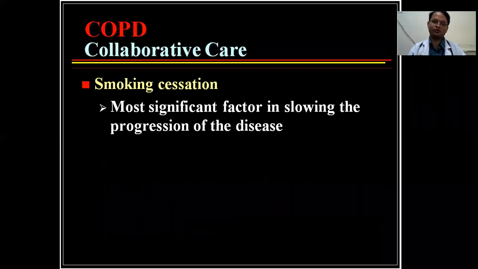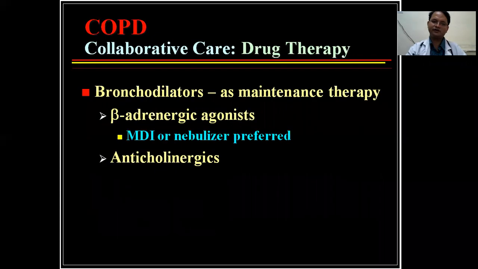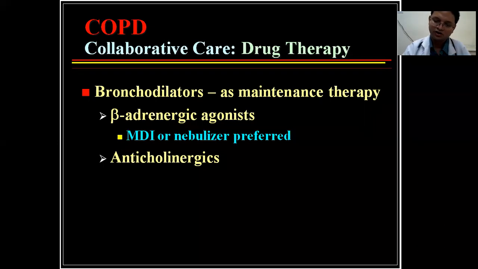Collaborative care: smoking cessation is the most important factor. Bronchodilators are to be applied as maintenance therapy. The beta-2 agonists, salbutamol, terbutaline, and also the anticholinergics like ipratropium and tiotropium, are all used for medication.